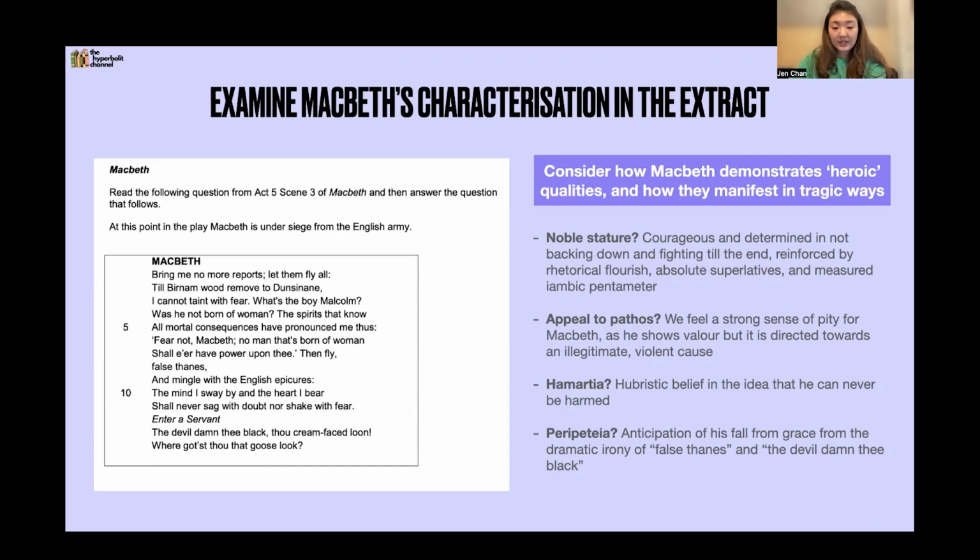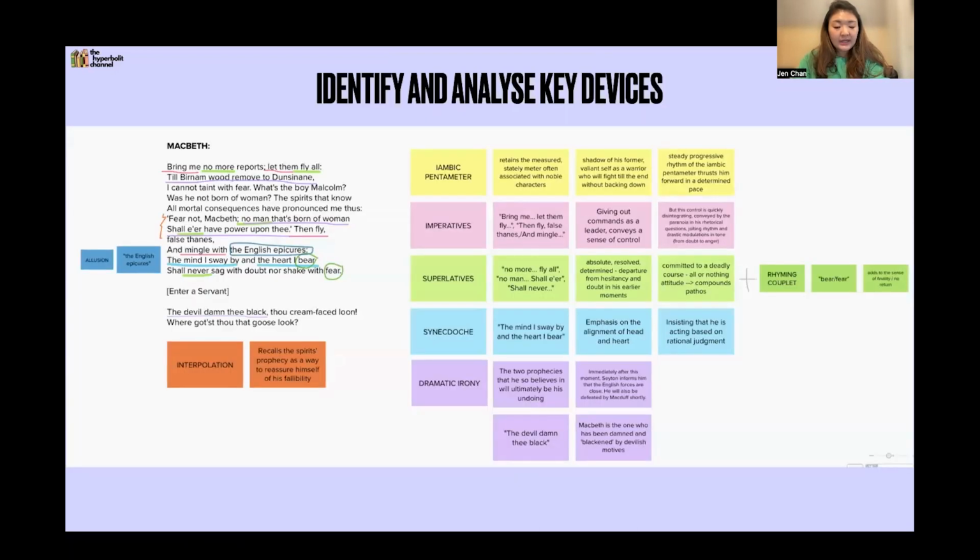In this moment, we also actually see the anticipation of Macbeth's fall from grace, the peripeteia, and that's compounded by his reference to the false thanes and the devil damn thee black, of course, because really he is ultimately the false thane, false to Duncan, and the devil damn thee black is also dramatically ironic, because in fact he has been damned by the devil as he gives in to the black, darker forces of this unrestrained desire for power.